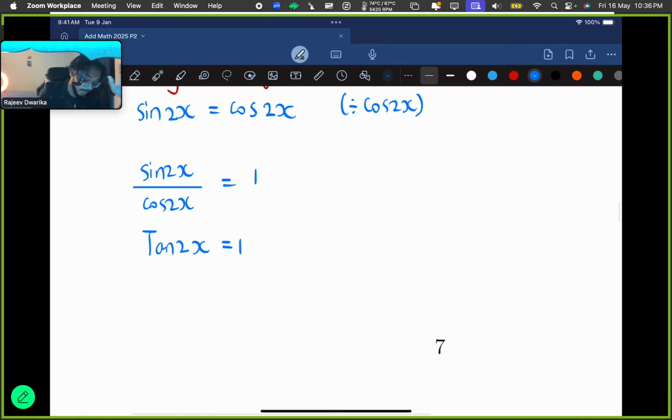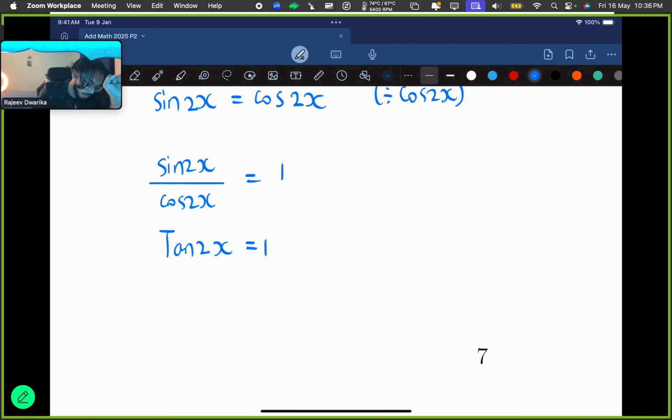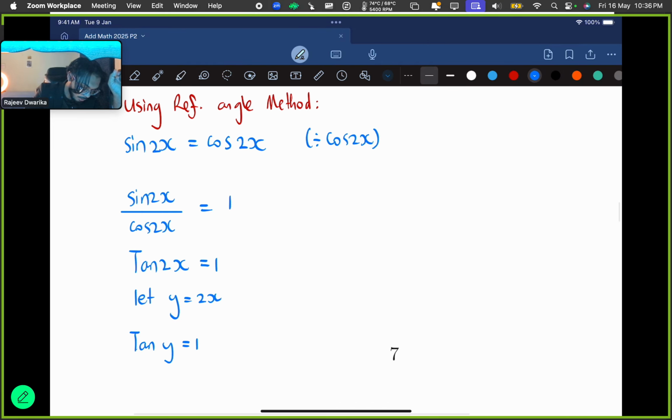Yes. And look at what I'm going to do. Because this 2x might confuse some people, I could say let y be equal to 2x. If I do that, I'm going to end up with tan y is equal to 1. If I want to find the reference angle, alpha is equal to tan inverse 1. In the calculator, put tan inverse of 1. You should get pi over 4.